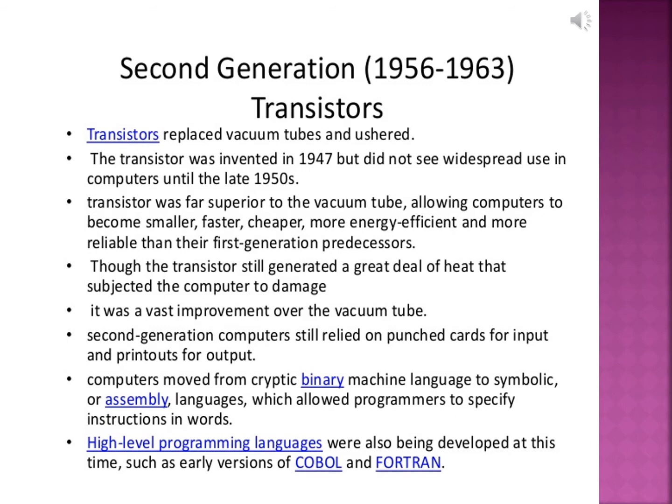Second generation computers still relied on punch cards for input and printouts for output. Computers moved from cryptic binary machine language to symbolic or assembly languages, which allowed programmers to specify instructions in words. High-level programming languages were also being developed at this time, such as early versions of COBOL and Fortran.